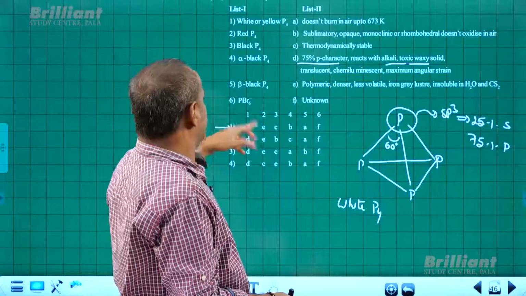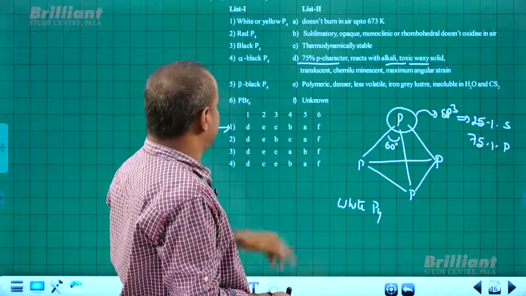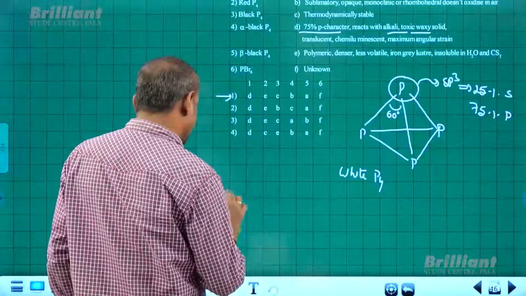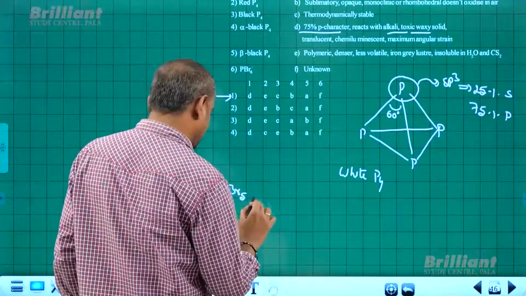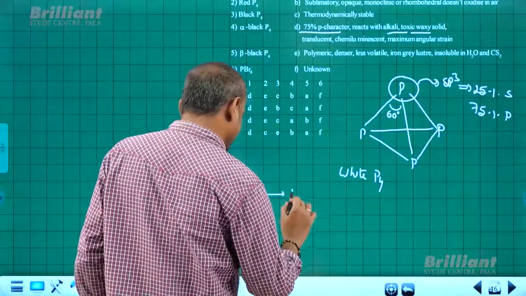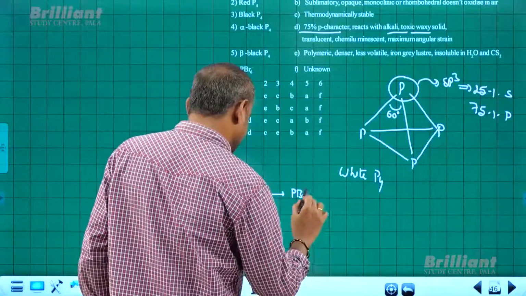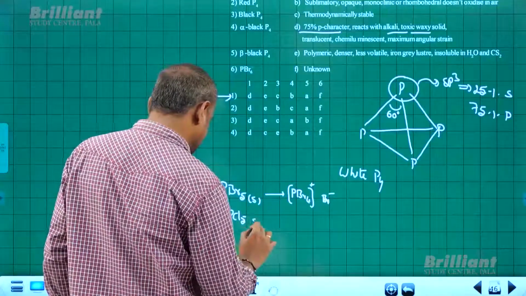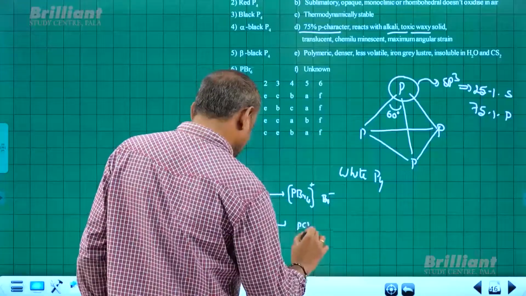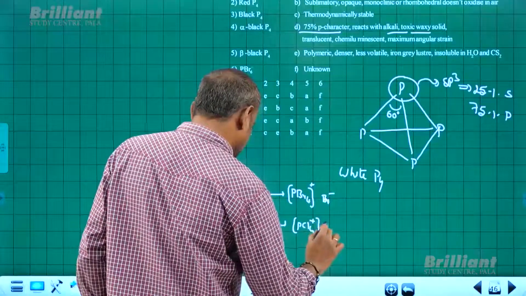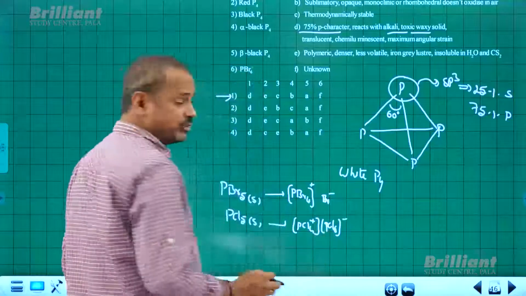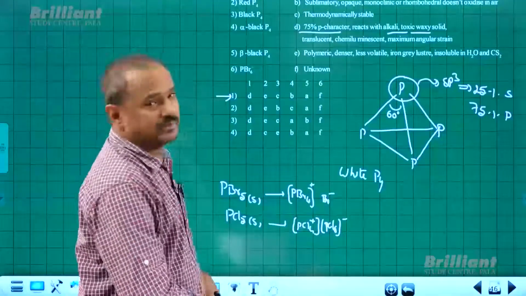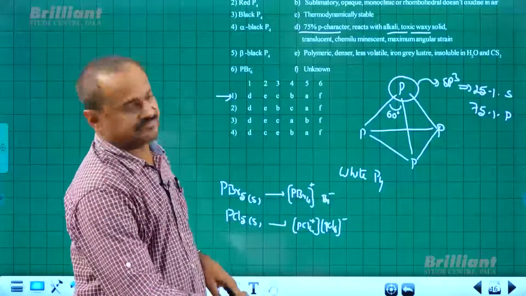PBr6 minus, that is unknown. PBr5 in the solid state is present as PBr4 plus and Br minus. But PCl5 in the solid state is present as PCl4 plus and PCl6 minus. Six bromines cannot be accommodated due to large repulsions around the phosphorus atom. That's why PBr6 minus is not possible. The large size of bromine cannot be accommodated. That reason is also called steric hindrance, so it is an unknown compound.